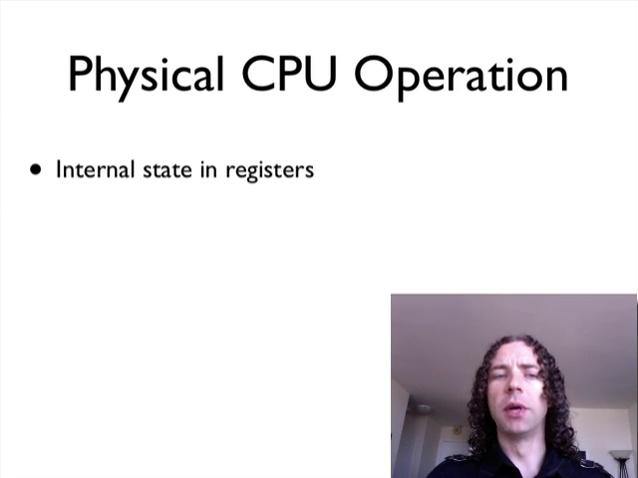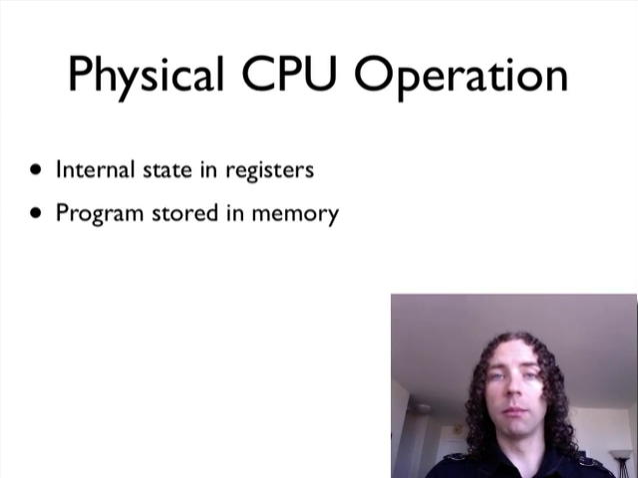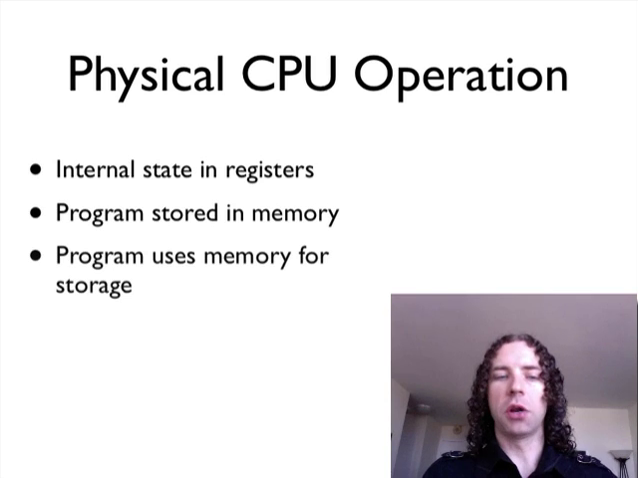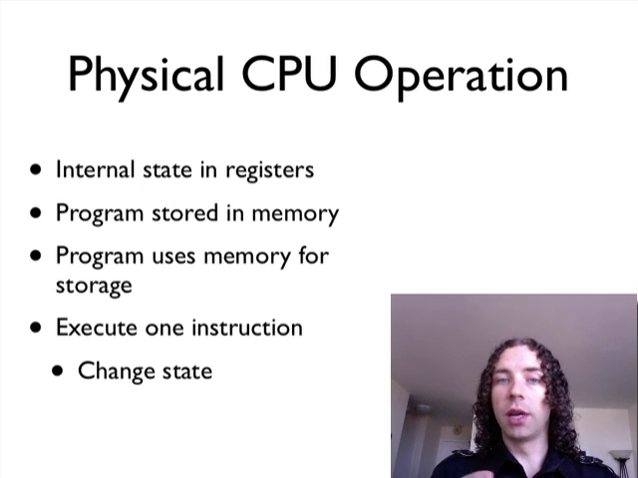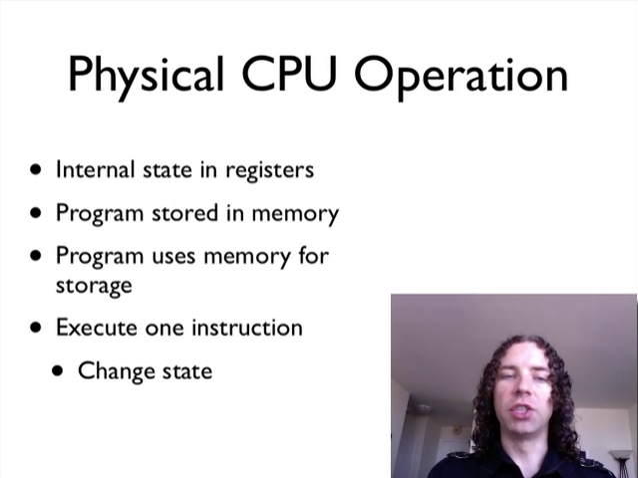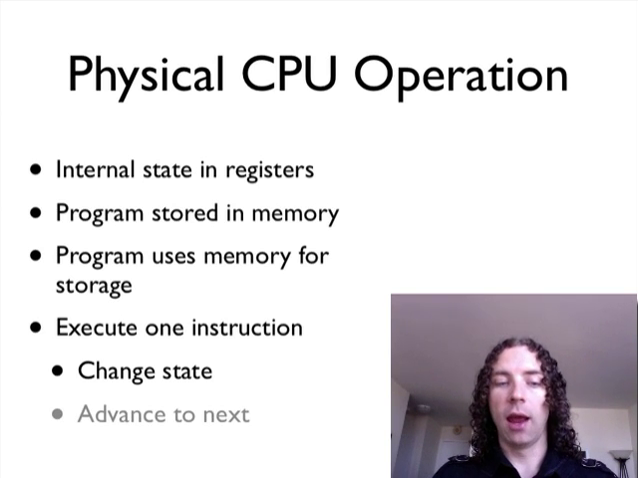So a physical CPU has internal state in pieces of silicon called registers. Then it has a program stored somewhere in memory, and it also has memory that it uses for storage and things like that. To execute one instruction, the CPU reads the program out of memory, and then it executes it by changing state, either changing its registers or changing the storage it's using in memory. And then it just advances to the next instruction.